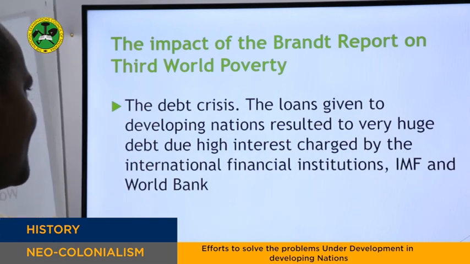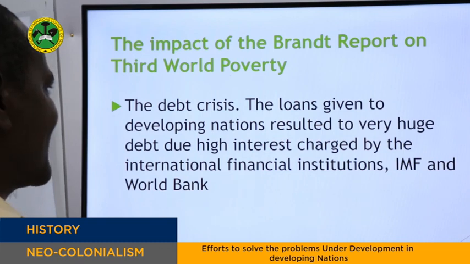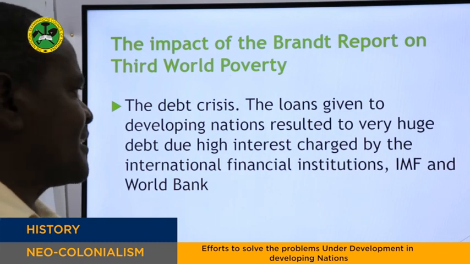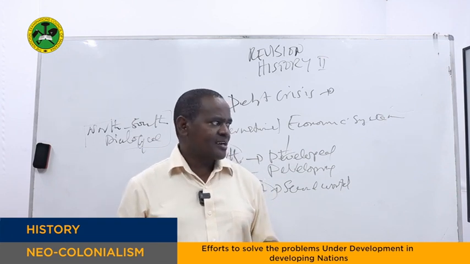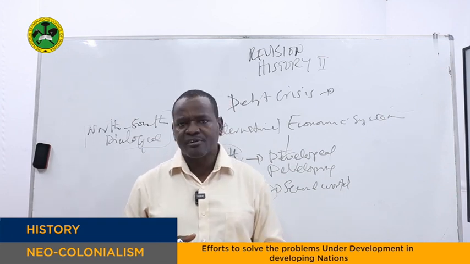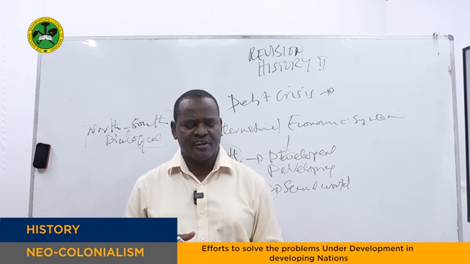And so third world countries are listed among the highly indebted countries in the world. And that role was played by the IMF and World Bank by providing loans to the third world countries, which increased the suffering of the third world countries.